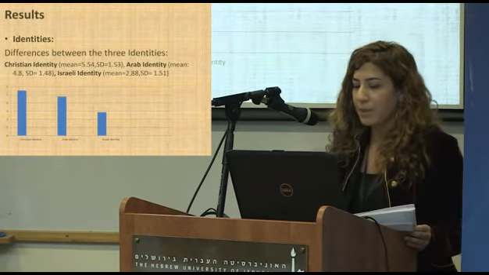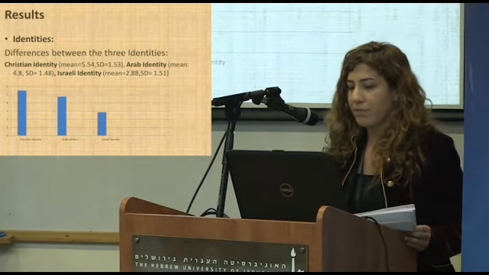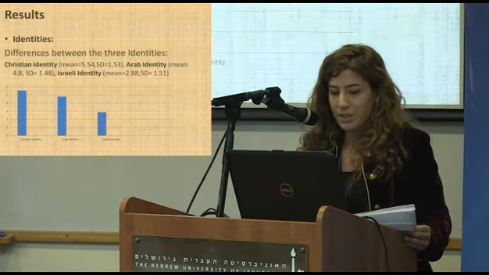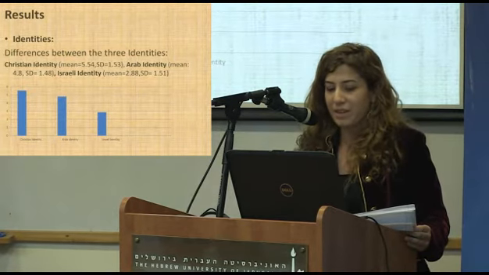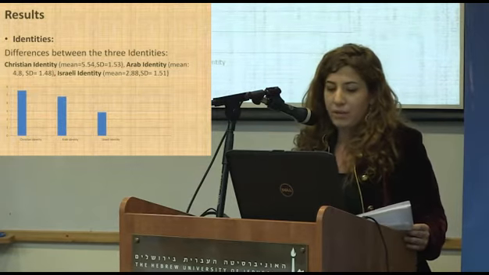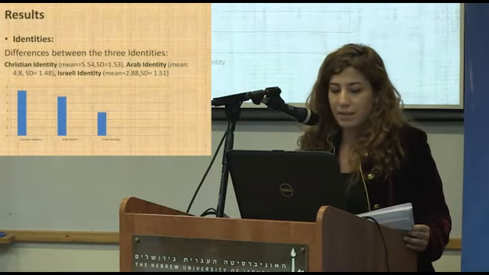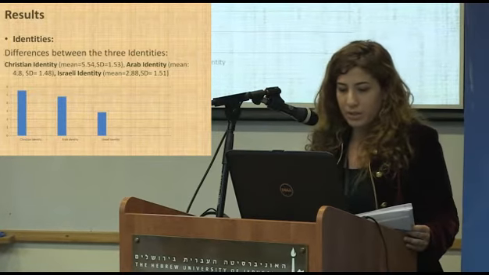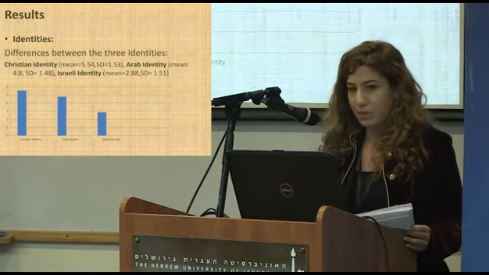As we can see, we found significant differences between the 3 identities. So the Christian Arabs in Israel have the Christian identity as the strongest one, followed by the Arab identity, and after that by the Israeli identity, that is the weakest one, and all the differences between the 3 identities were significant.